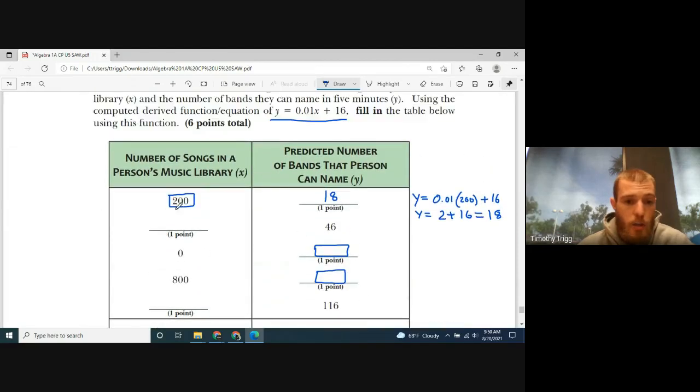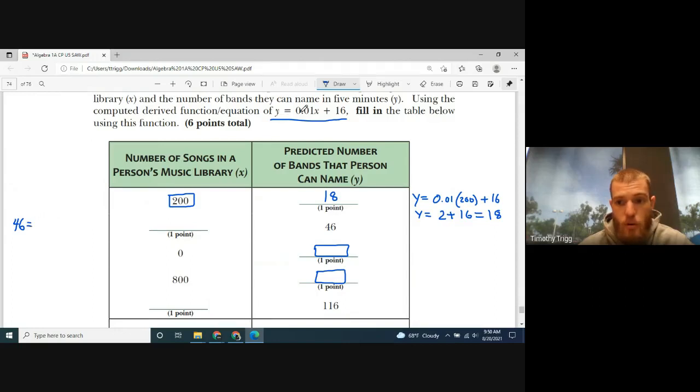Next, I'm going to go over how to find this one here. In this example, they give you the y value and they're asking you to find the x value. In this case, they're giving you that y is 46. So what we would do is, in this equation, we would replace y with 46. So that would be 46.